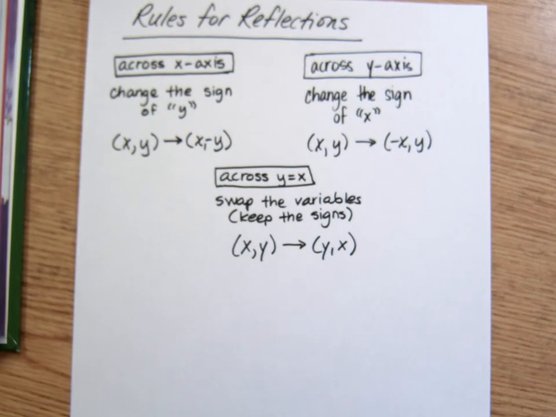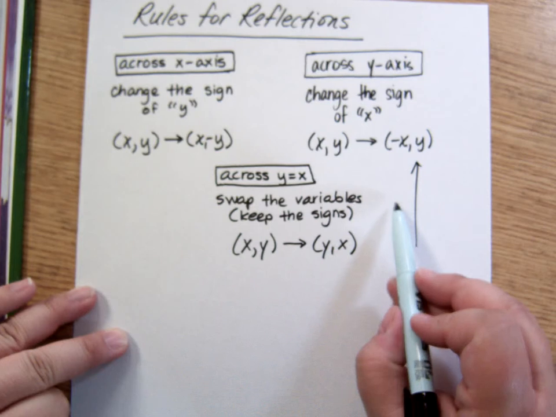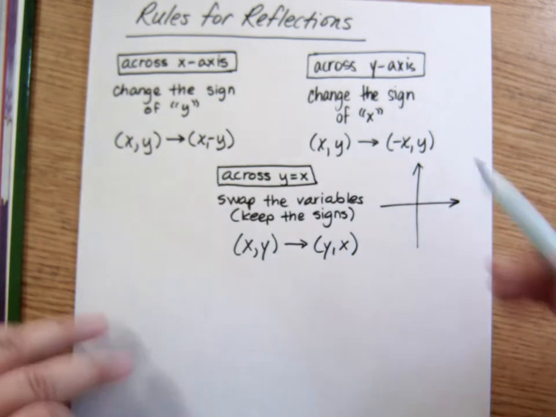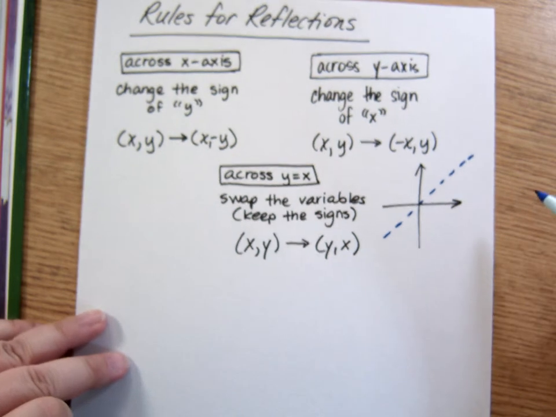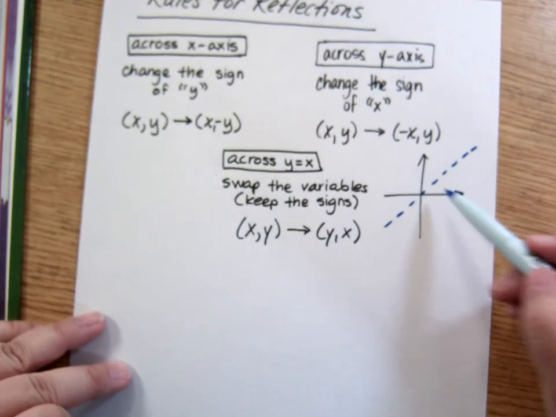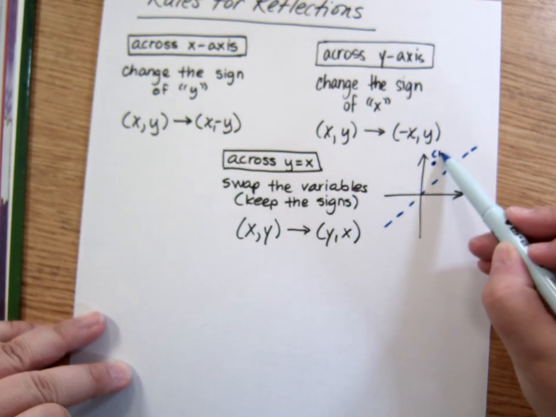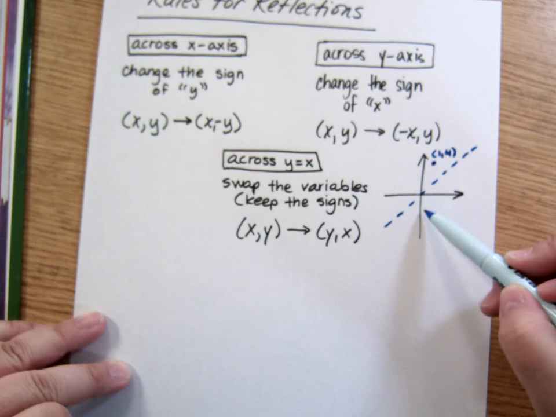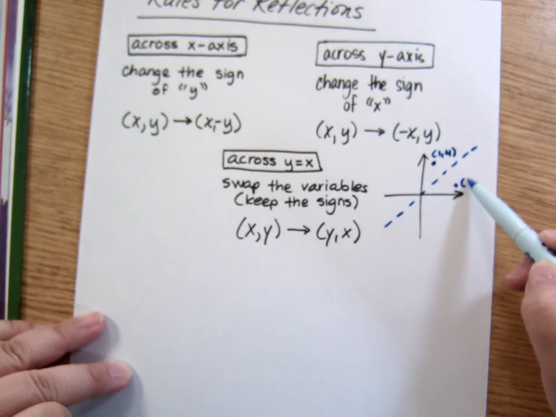If you reflect across the y-axis, it's the opposite thing. You change the sign of x. And if you reflect across the line y equals x, and this is an important line to remember, it is like a perfect diagonal with a slope of 1 that goes right through the origin. That's the line y equals x. If you reflect across that, like let's suppose I had the point (1, 4), you flip-flop the coordinates. It would become (4, 1).